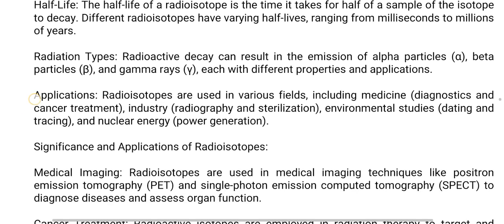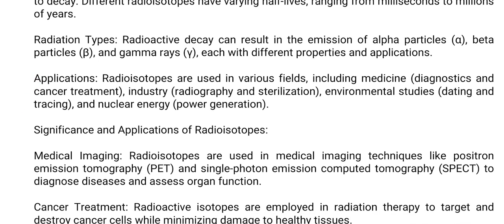Then radiation types. Radioactive decay can result in the emission of alpha particles, beta particles, and gamma rays, each with different properties and applications. Then applications. Radioisotopes are used in various fields including medicine, diagnostics, and cancer treatment. Then industry, radiography and sterilization; environmental studies, dating and tracing; and nuclear energy, power generation. Significance and application of radioisotopes.